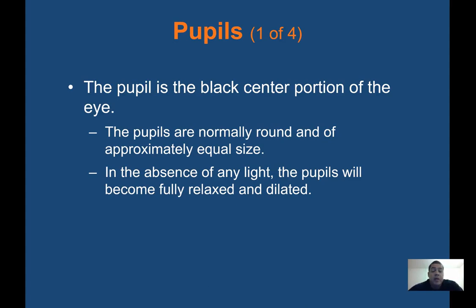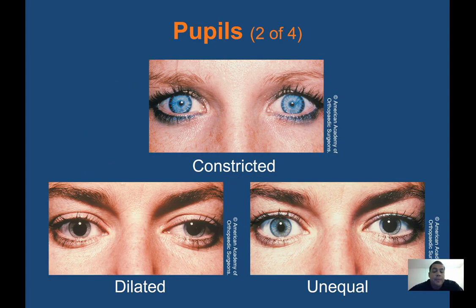Pupils. The pupil is the black center portion of the eye. The pupils are normally round and of approximately equal size. In the absence of any light, the pupils will become fully relaxed and dilated. So constricted, dilated, unequal.